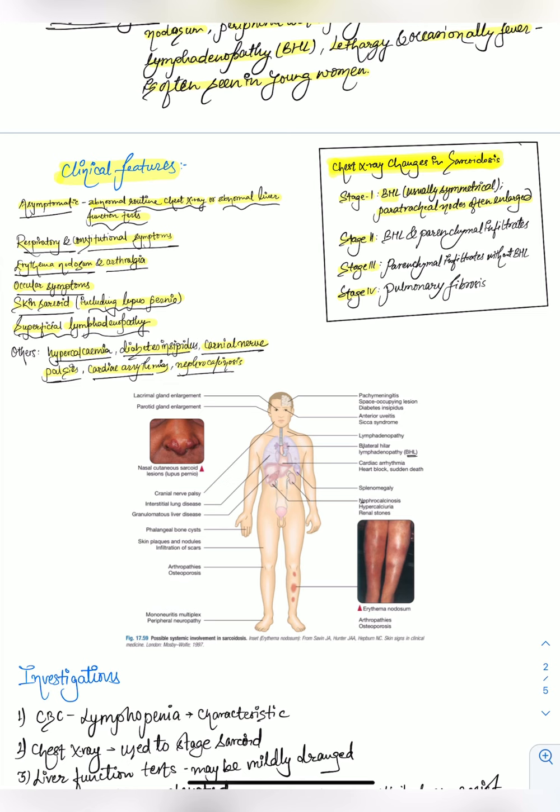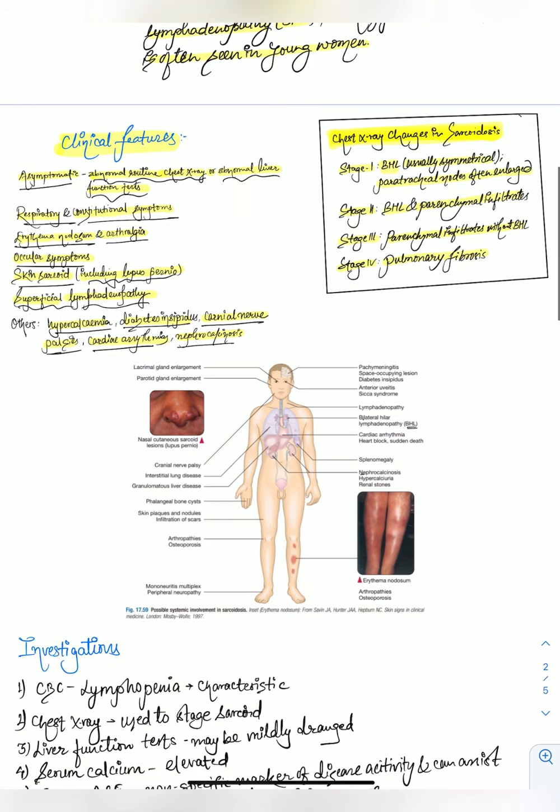In stage 2, there is BHL and parenchymal infiltrates. In this case, the patient presents with breathlessness or cough, and in stage 2 also they often resolve spontaneously. In stage 3, there is parenchymal infiltration without BHL. In this case, the patient does not resolve spontaneously, so treatment is needed. And in stage 4, there is pulmonary fibrosis, with progression to ventilatory failure, pulmonary hypertension, and cor pulmonale. BHL means bilateral hilar lymphadenopathy. So these are the chest X-ray changes in sarcoidosis.